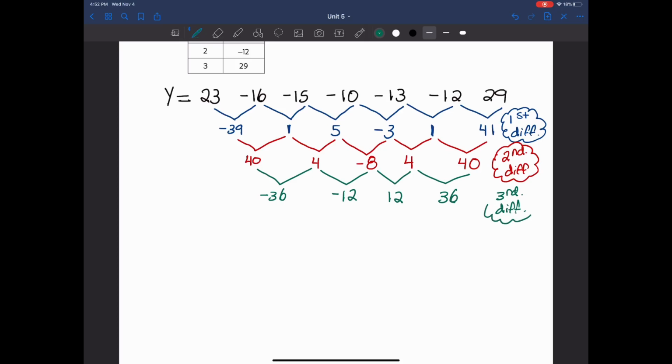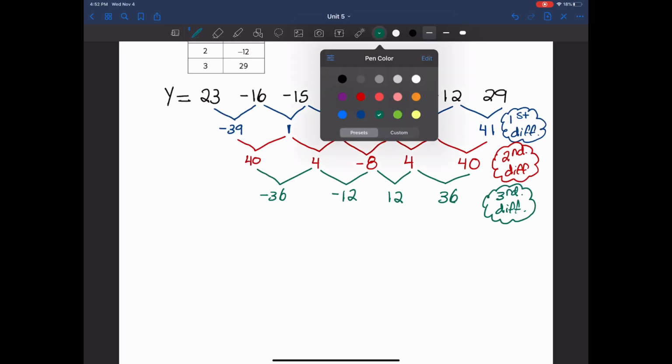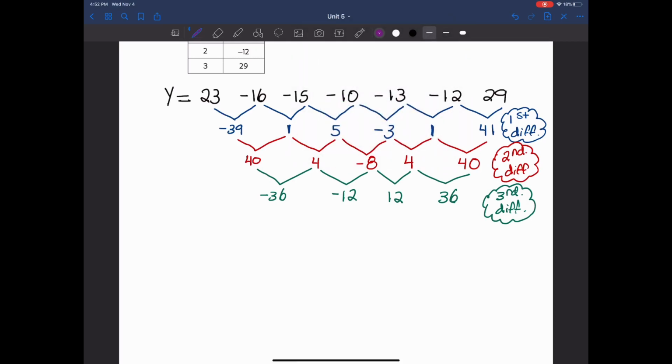Each time we find the differences between those numbers, we are adding another difference. So now we are on the third difference. Let's go ahead and do it again. I'm running out of colors here, so let me use purple. To get from -36 to -12, I have to add 24. To get from -12 to +12, I have to add 24. To get from +12 to +36, I have to add 24.